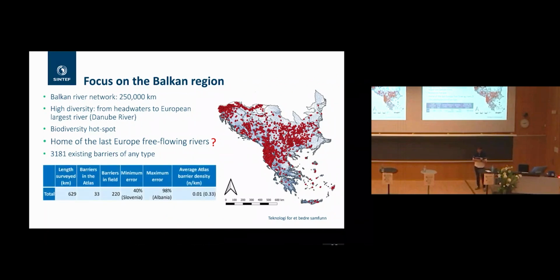But when we surveyed the rivers in all this area, we discovered that the barriers are vastly underreported. We go from a 40% error in Slovenia, the minimum, which means that 6 out of 10 barriers were reported, to 98% in Albania, which means that only 2 out of 100 barriers are in the databases. So the barrier density goes from 0.01 to 0.33. The total number is more than 20 times the reported barriers. But are they free-flowing? No, but they are more free-flowing than the rest of the rivers in Europe, because the average number of barriers in the Balkans is still much lower than the European average.